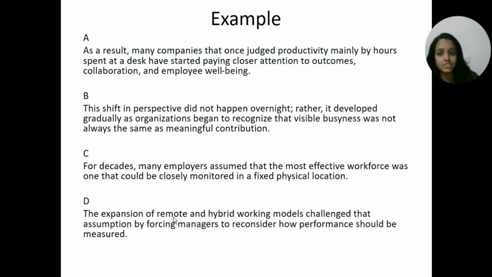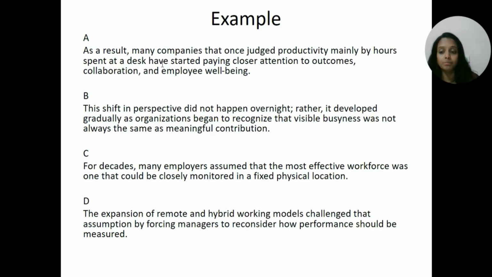And why does D come next? Because of the expansion of remote and hybrid working models. Here, that assumption. What assumption? This means the one introduced in sentence C, that the most effective workforce was one that could be closely monitored in a fixed physical location. So D must come after C. This is a perfect example of a reference bridge.